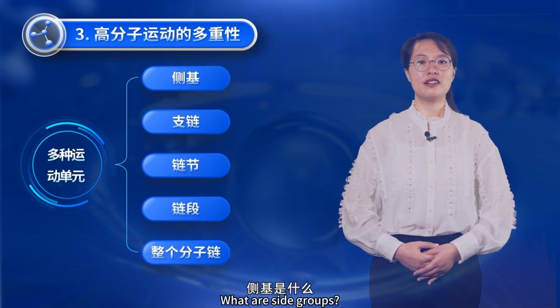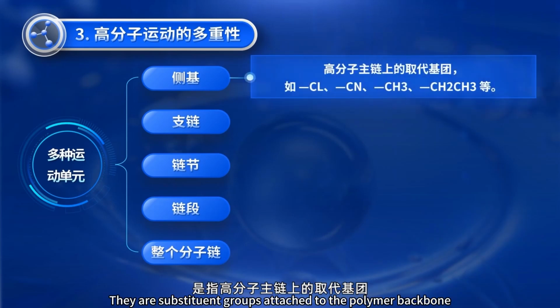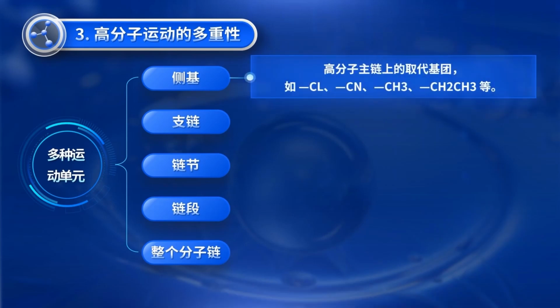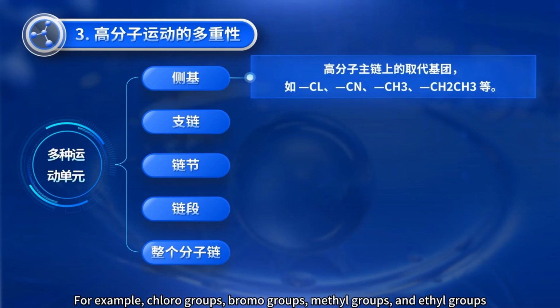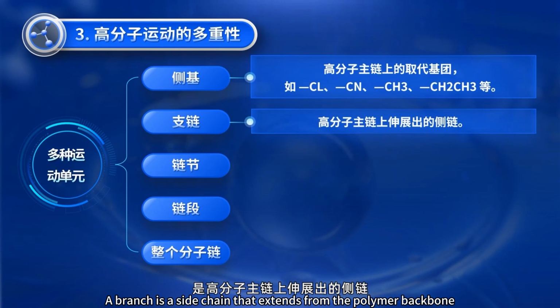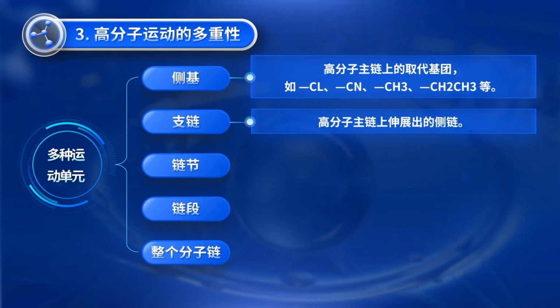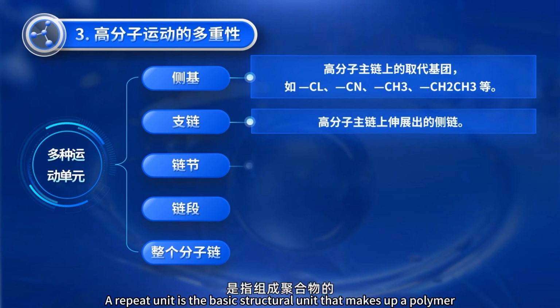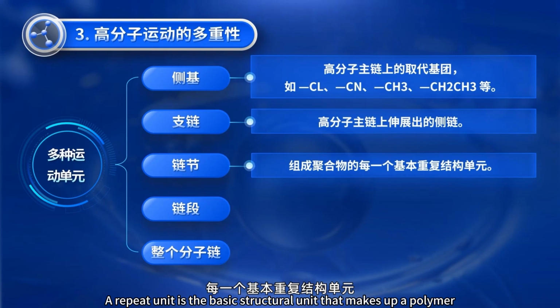What are side groups? They are substituent groups attached to the polymer backbone. For example, chloro groups, bromo groups, methyl groups, and ethyl groups. A branch is a side chain that extends from the polymer backbone. A repeat unit is the basic structural unit that makes up a polymer.